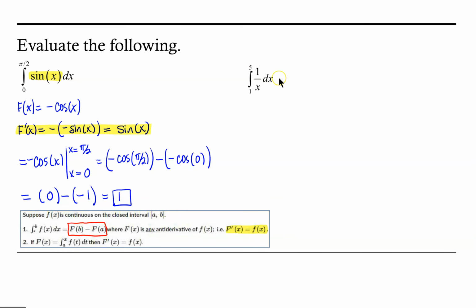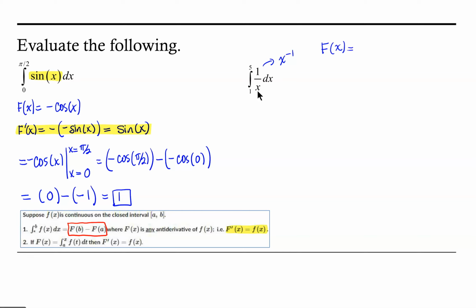So looking at our second example, we have the integral from 1 to 5 of 1 over x dx. So we want to first find the antiderivative of 1 over x. Now it might be tempting to think that if we think about 1 over x as being x to the negative 1 power, that my antiderivative, to find that function, I would in essence reverse engineer the power rule.